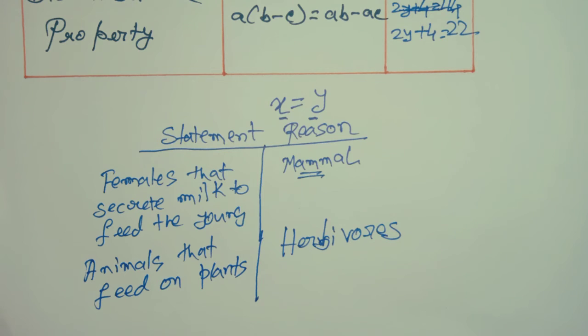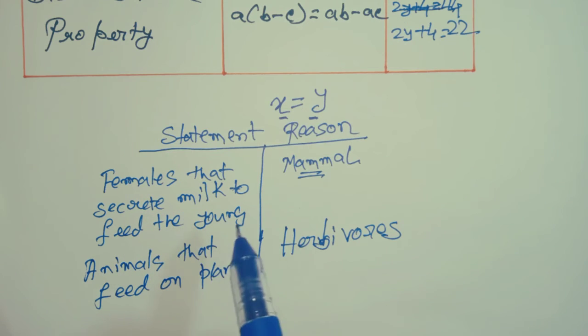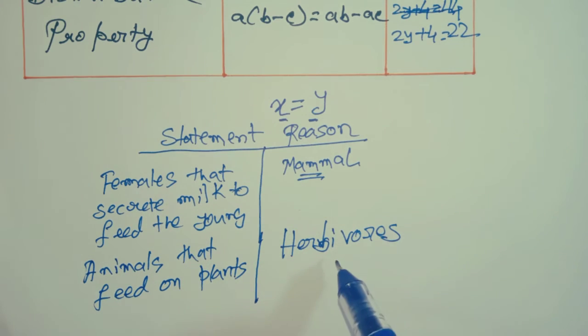Right. So animals that feed on plants are called herbivores, right? And females that secrete milk to feed the young are called mammals.